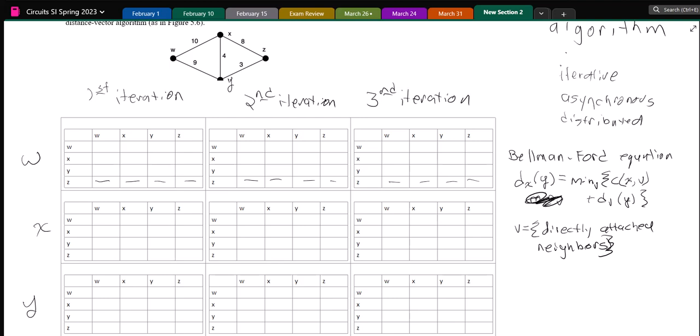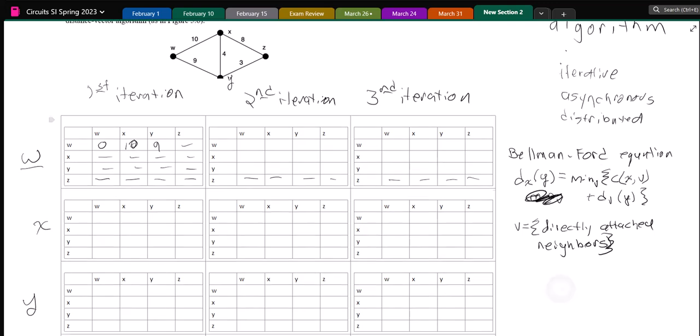So for the first iteration, if you are node W, all you know about are the things you are directly attached to, and you know it costs you 0 to get to yourself, and it costs you 10 to get to X, and it costs you 9 to get to Y. You're not attached to Z, so you don't know about that, and X and Y have not given you any information yet, so you don't know about them.